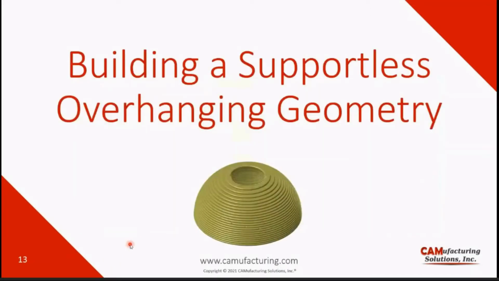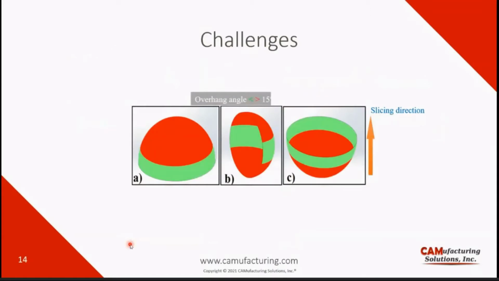Let's move on to our third example, which is building a supportless overhanging geometry. This is actually a real example that our research team worked on. As you know, building overhanging geometries without any support material is one of the biggest challenges of DED. So we use this dome. If one wants to build this dome and slice it on a traditional, normal slicer, if you choose the A geometry, you will have this much overhanging angle. If you rotate it and use the B one, you will have these overhangs. And if you use the C situation, again, you will have overhang angles.